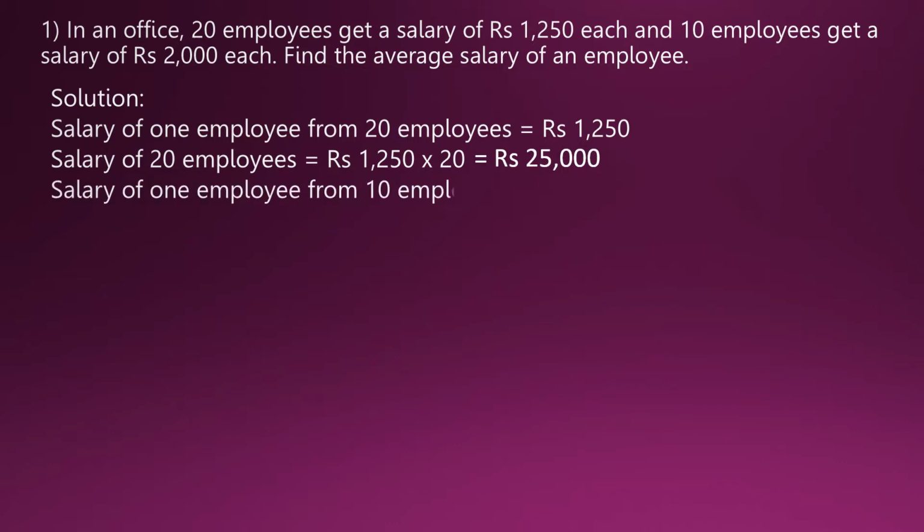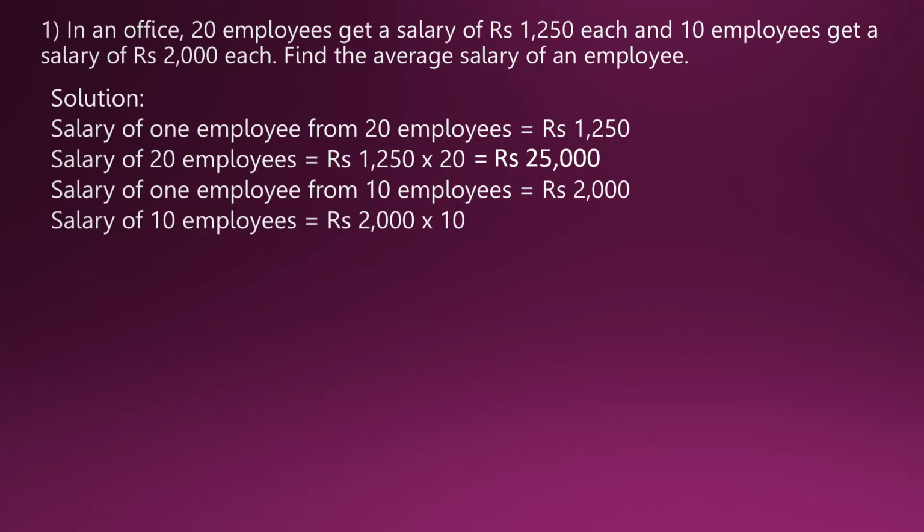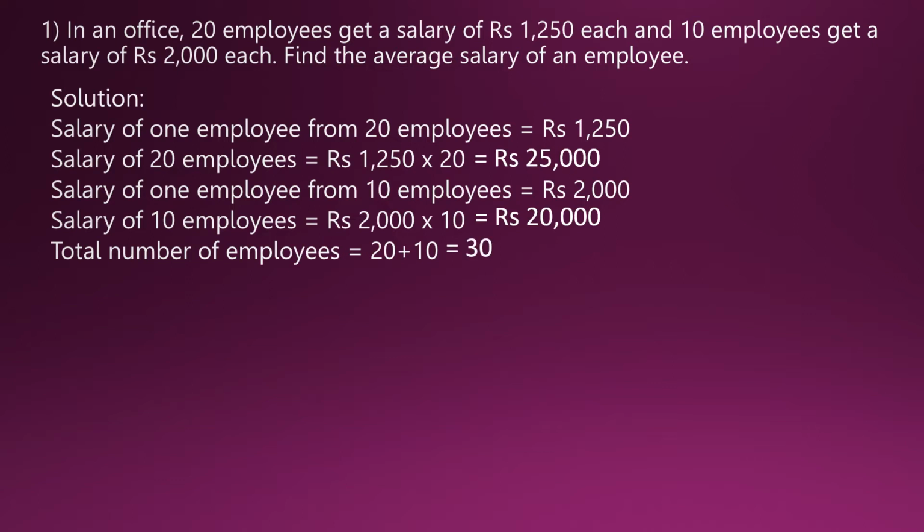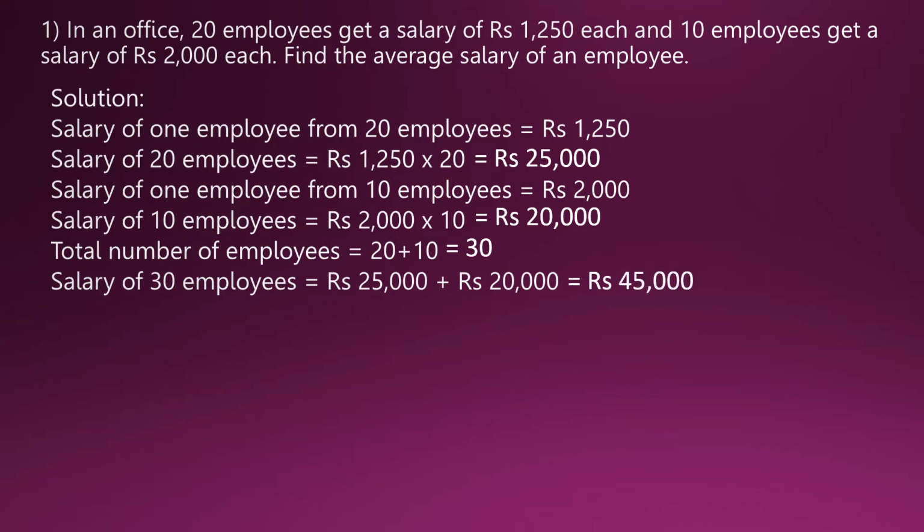Salary of one employee from 10 employees is equal to rupees 2000. So salary of 10 employees is equal to rupees 2000 multiplied by 10. Do the multiplication. We get rupees 20,000. Now tell me, total number of employees is equal to? Yes, 20 plus 10 is equal to 30. And salary of 30 employees is equal to rupees 25,000 plus rupees 20,000. Now do the addition. We get rupees 45,000.